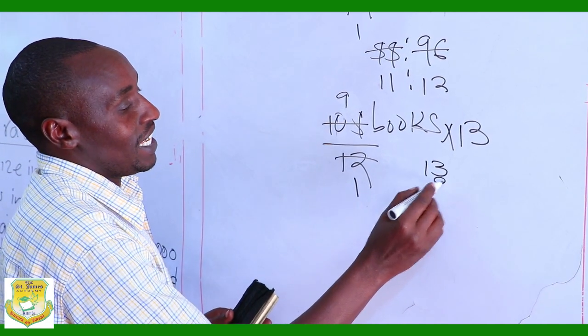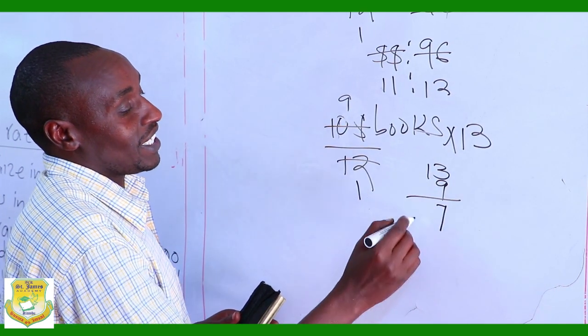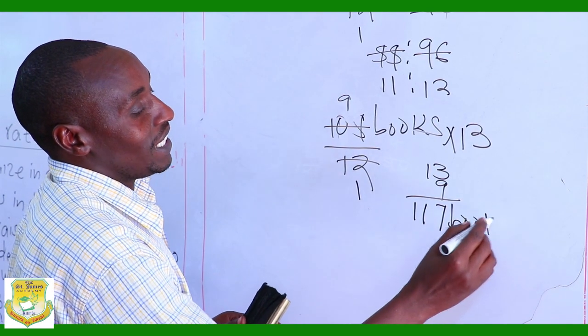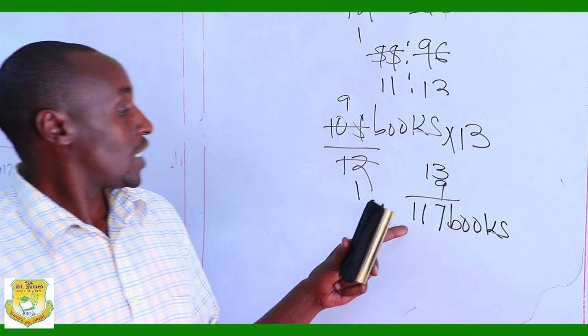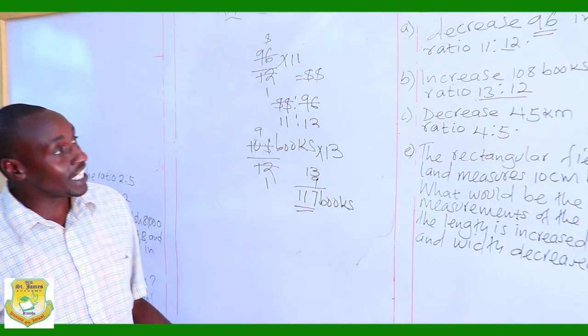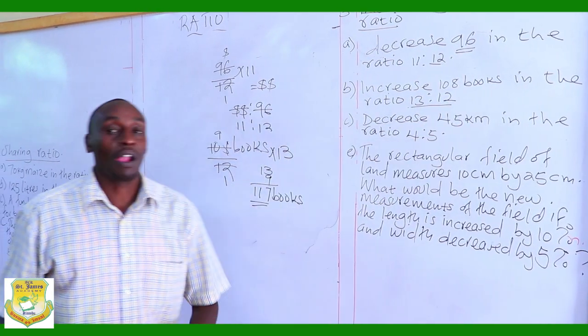13 times 9, I get 117. So I get the number of books will increase from 108 to 117. So meaning I have increased 108 in the ratio 13 is to 12.